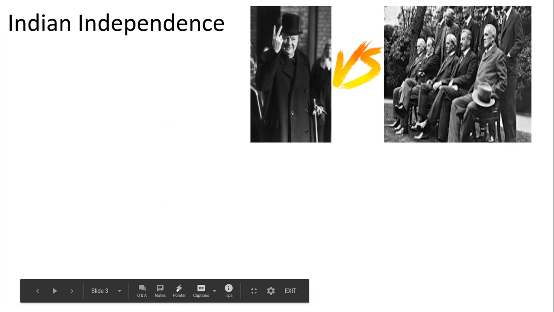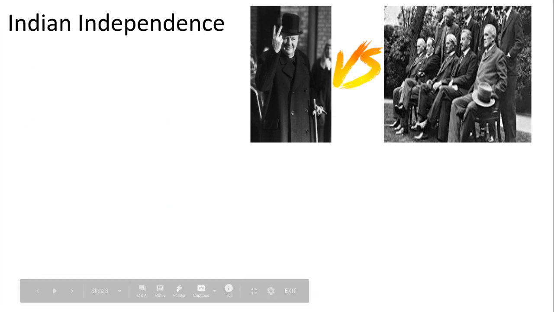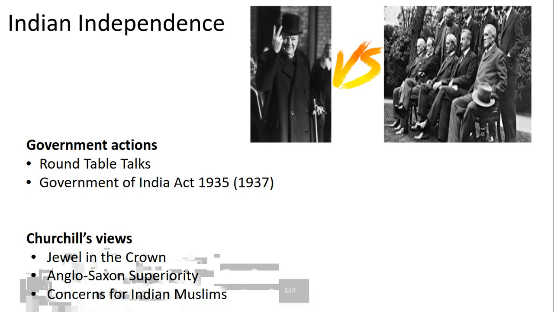Now, in terms of Indian independence, there were major differences of view between Churchill and the government. The government actually released Gandhi from prison and invited him over for roundtable talks to discuss the possibility of further independence. The British government were really worried about the rise in nationalism and the rise in violence, and they knew that something had to be done about it.